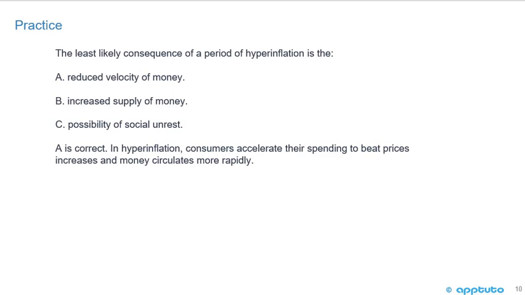Yes, we can see in countries where there's hyperinflation, goods are getting very expensive quickly. People on fixed incomes, for example, cannot keep up. They're losing their purchasing power. That could be a possibility of social unrest. But with regards to the reduced velocity of money, no, that's the false, okay? That's the least likely consequence of a period of hyperinflation. So A is correct. In hyperinflation, consumers accelerate their spending to beat price increases and money circulates more rapidly. And that's the last slide for this LOS.